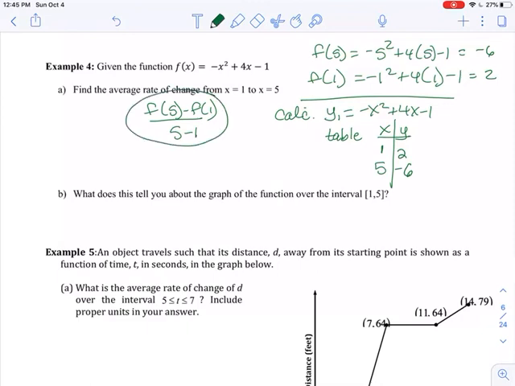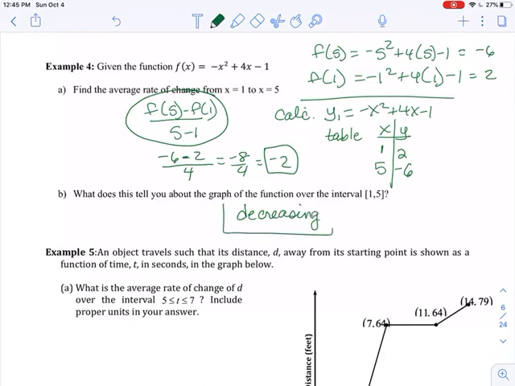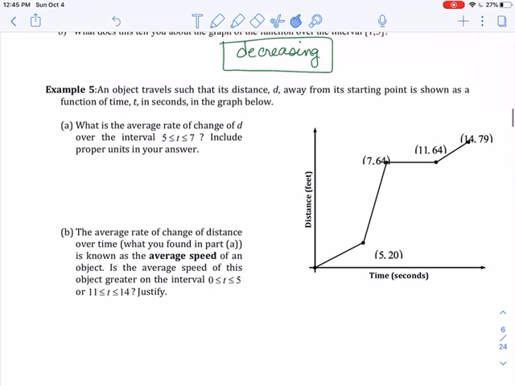Okay, now that I have that, I'm going back over here. So f of 5 is negative 6 minus f of 1 is 2, and 5 minus 1 is 4. So that's negative 8 over 4, which is negative 2. Okay, what does this tell you about the graph of the function over that interval between 1 and 5? Since it is a negative average rate of change, that graph is actually decreasing.